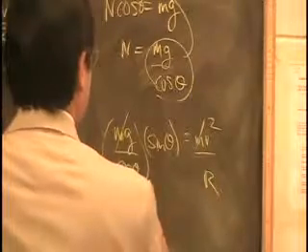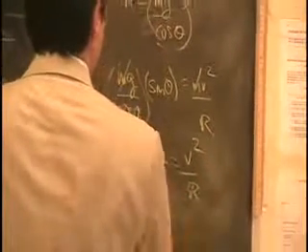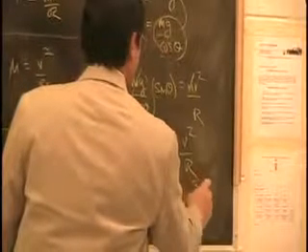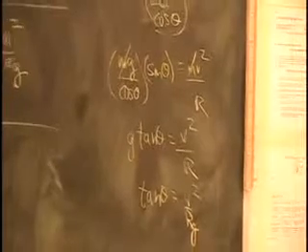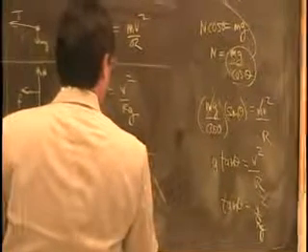So g tangent, our equation is simple as we see, is v squared over r, and tangent is equal to v squared over rg. All right, that's the equation I want to put in there. The tangent of the banking angle is going to equal v squared over rg.